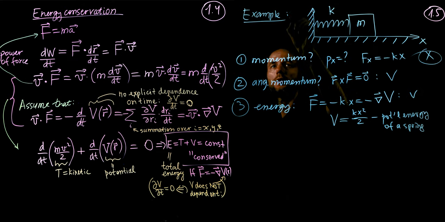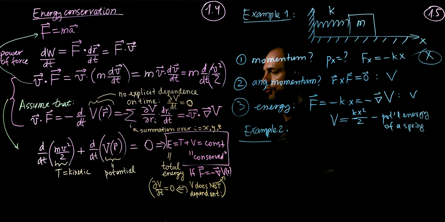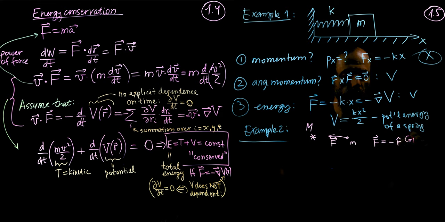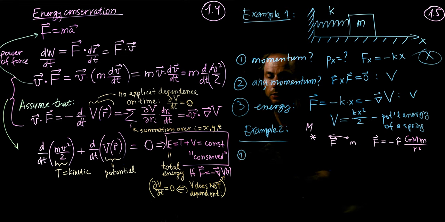Let us take another example. So that was example number one. Let's take a look at example two. Let us consider a star of mass M that is being orbited by a planet of little mass m. And there is a force F acting on this little mass m, where the force is equal to minus r hat, where r hat is in the direction of the planet, times G, the mass of the star, times the little mass of the planet, divided by r squared, the distance to the planet. So what about the linear momentum?